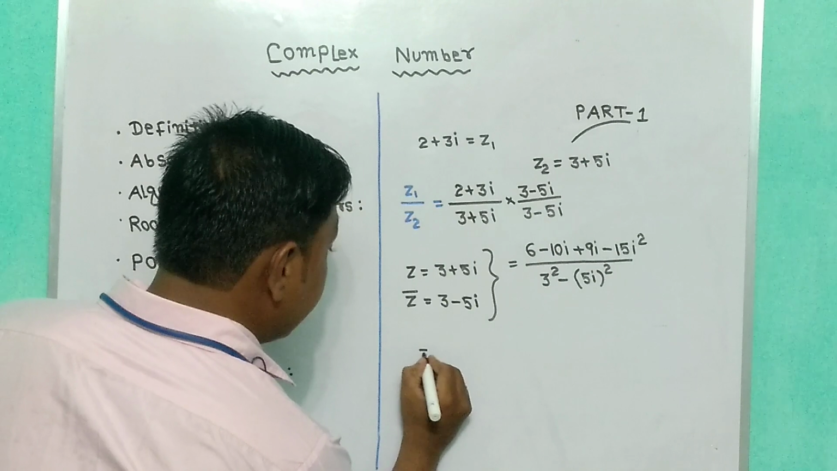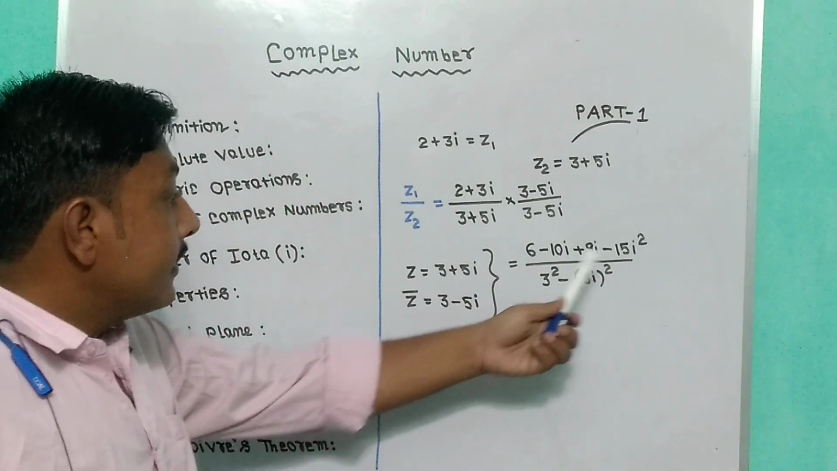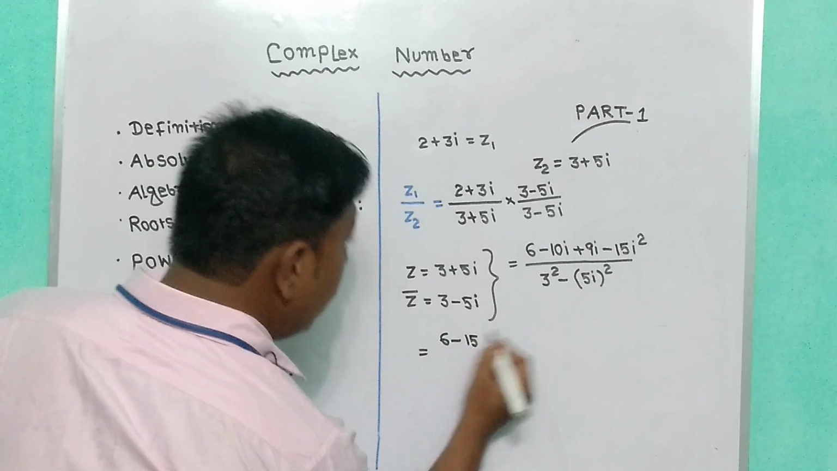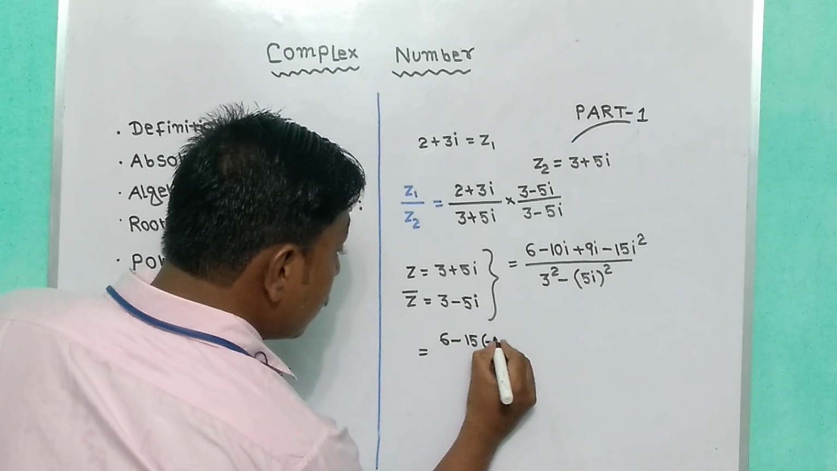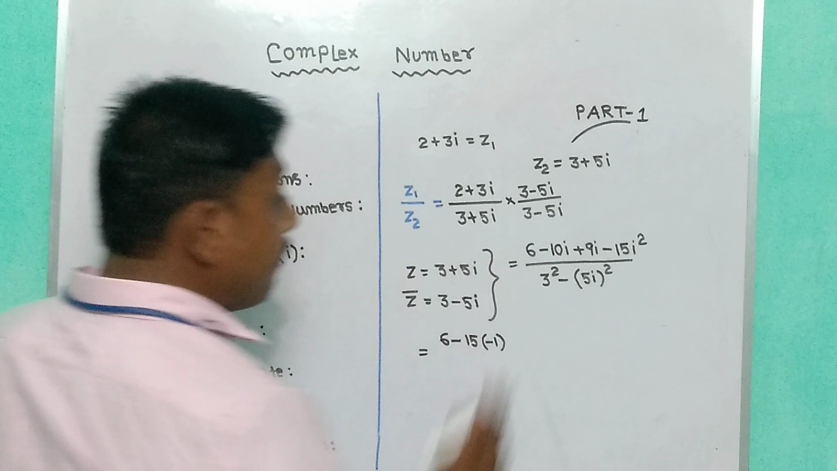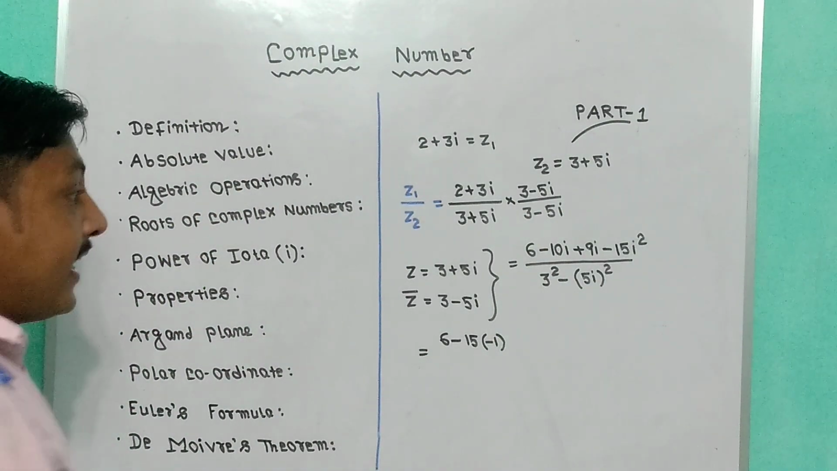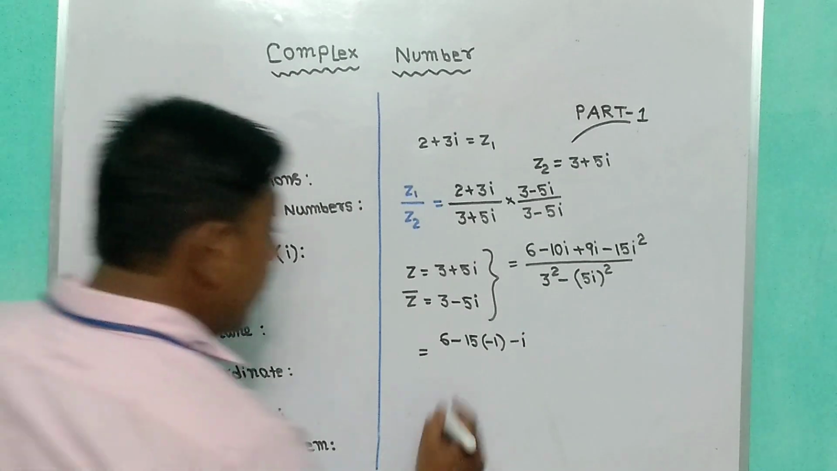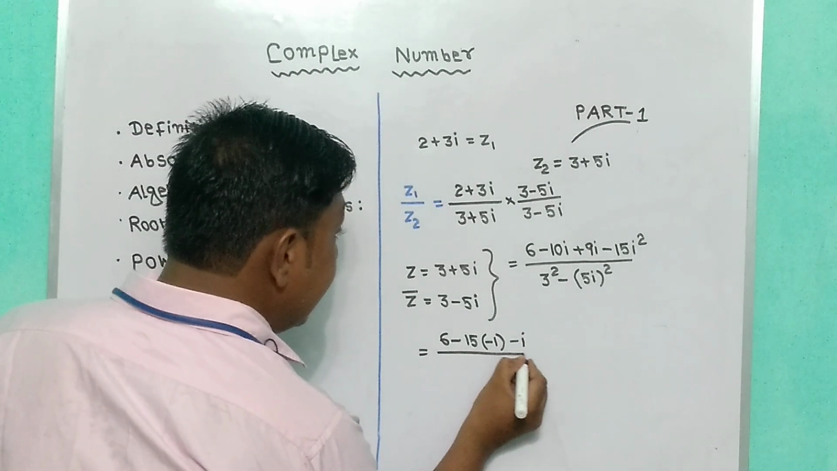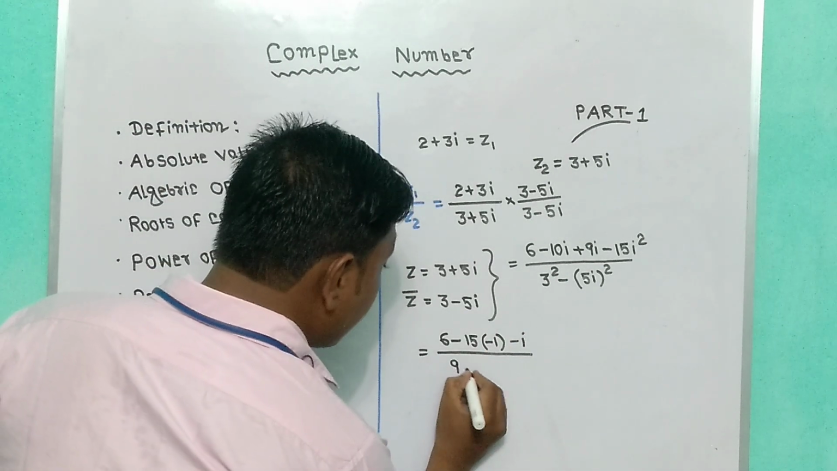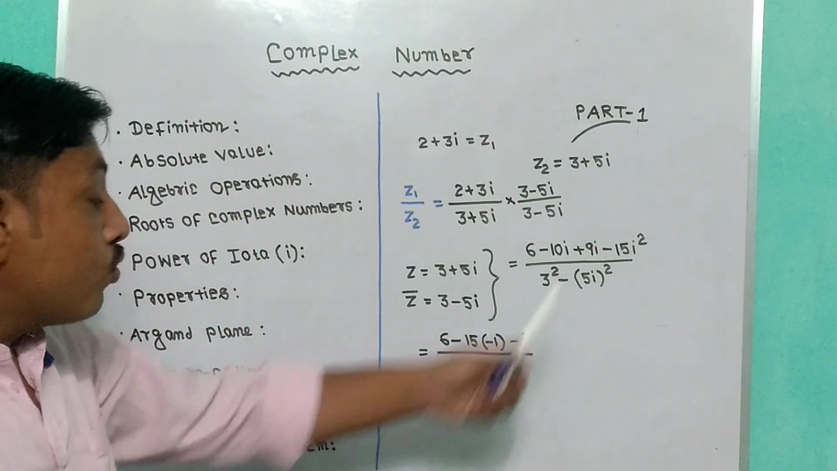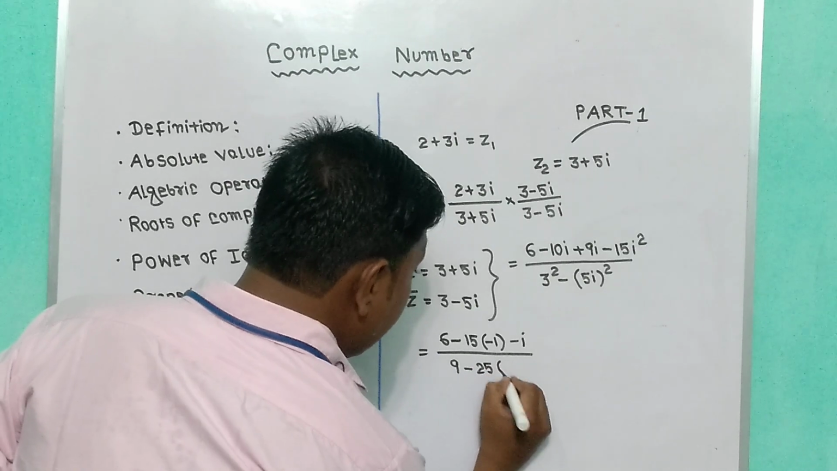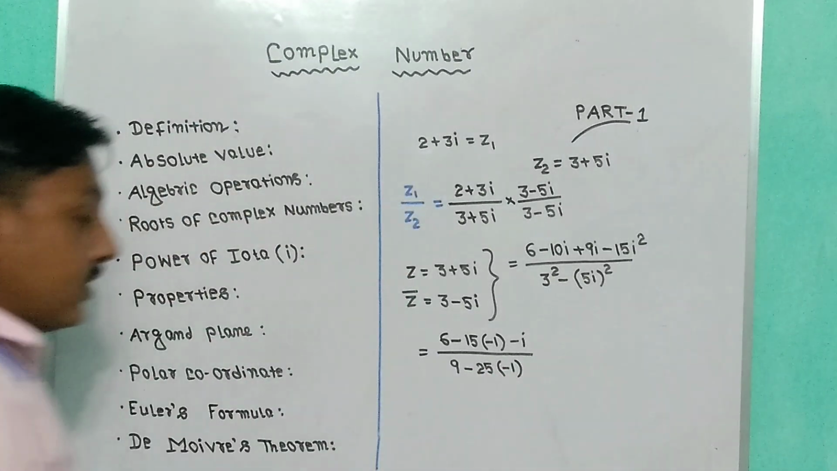And next thing, 3i into minus 5i, that means minus 15i square. Okay, now see. 6 minus 15 into i square, which means minus 1. So I am writing minus 1. This minus 10i plus 9i, that means minus i. Clear? And the denominator part is 9. 3 square means 9 minus 25i square. So minus 25 into i square means minus 1.